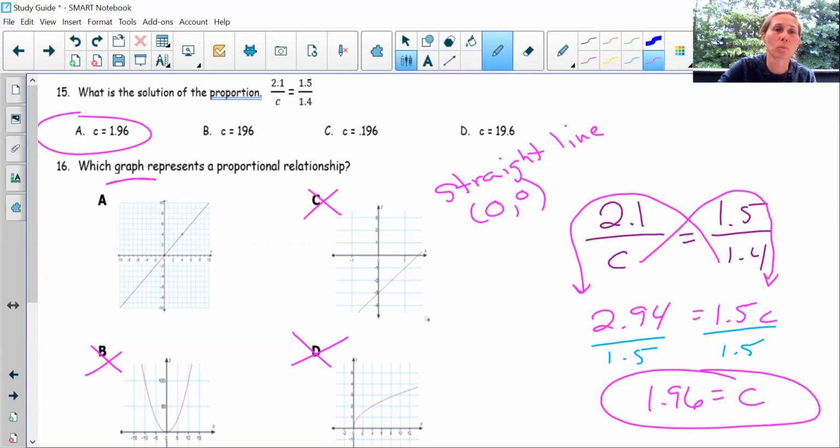So who is your proportional relationship graph? It is A. It is always a straight line, and it goes to the point of origin. If it doesn't go through the point of origin, it's not a proportional relationship. It's something else. We'll talk about that later.